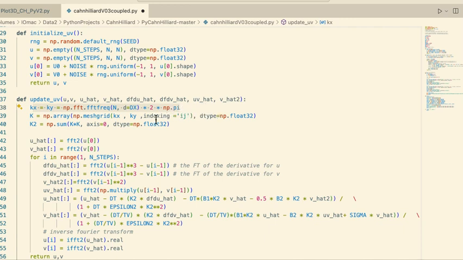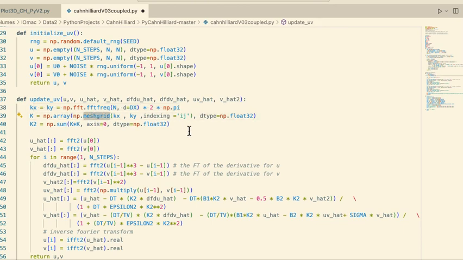My domain has a period 2 pi. This is the spacement between nodes and the number of nodes, capital N. Now this is just a one-dimensional array of numbers. To convert this into a square domain, I use this function here, meshgrid.